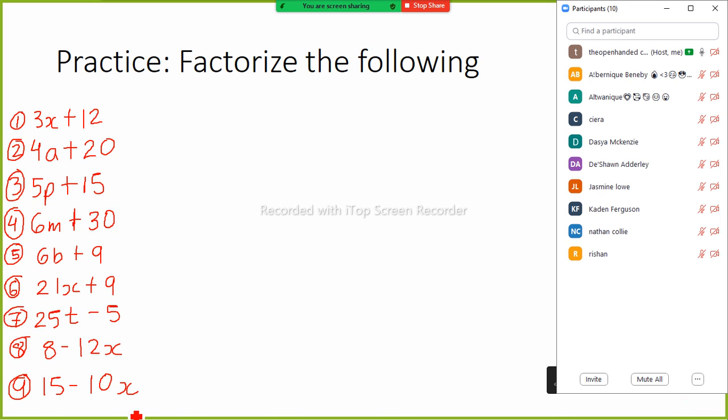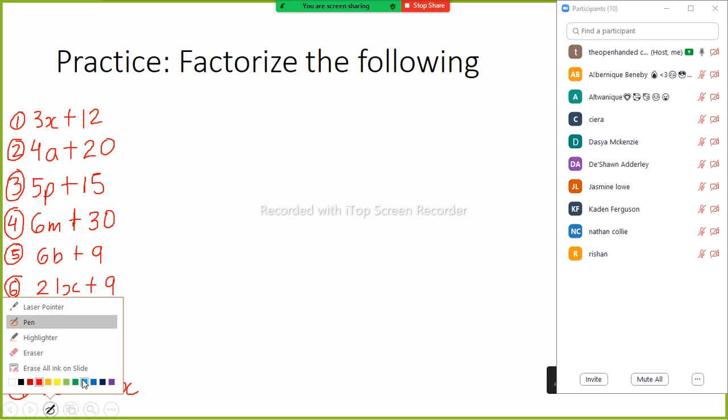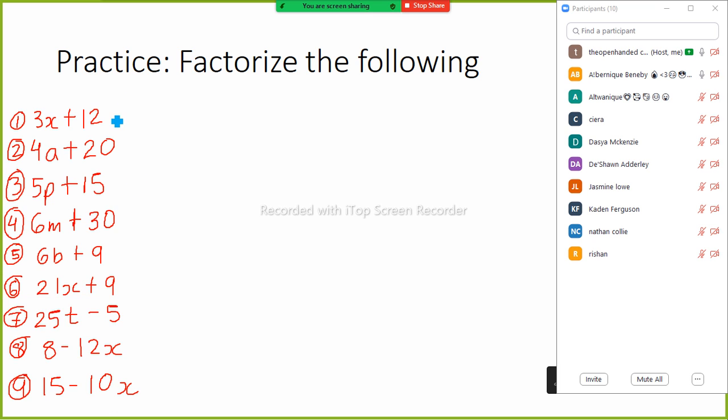Okay, so all right, Veronique, let's start with you. For number 1, I got 3 bracket x plus 4. Very good.